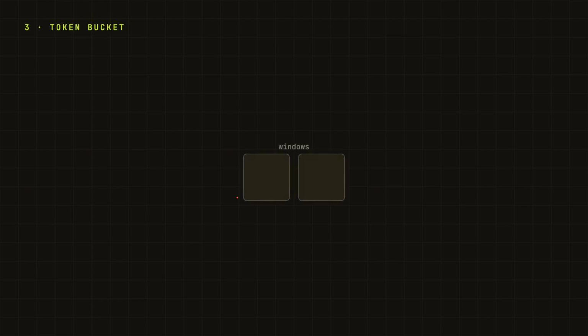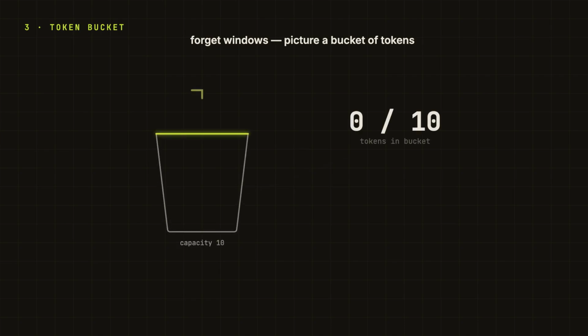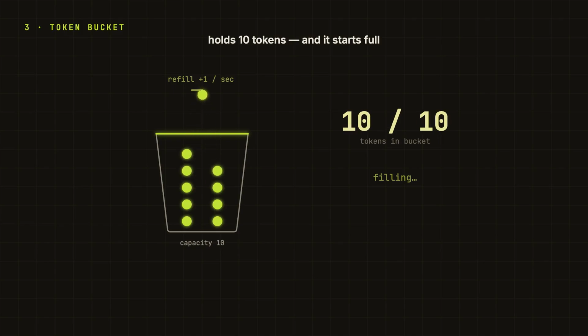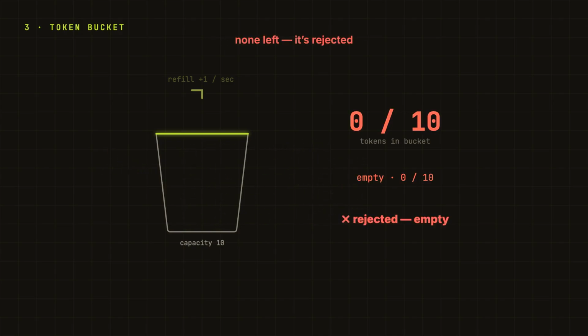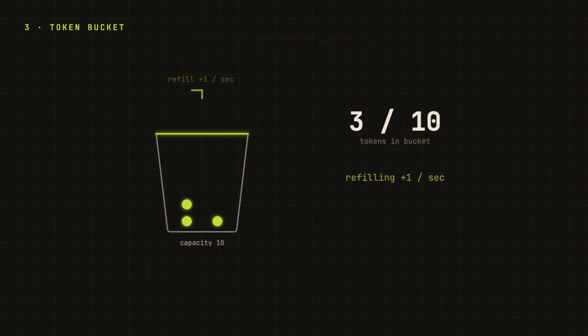And now, there is a completely different way to think about it, and it's the one a lot of the big APIs actually use. Forget windows for a second. Picture a bucket of tokens. The bucket holds, say, 10 tokens and it starts full. Every request takes one token out, no token left, rejected, and the bucket refills at a steady rate, say, one token a second. So, on average, you're capped at one a second.